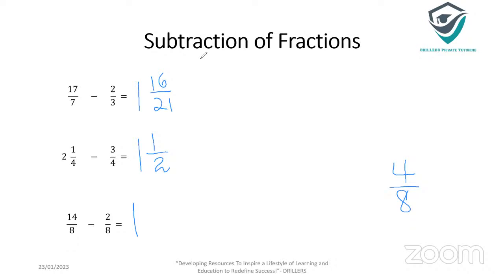So if I divide 4 by 4, I'll get 1. And if I divide 8 by 4, I'll get 2. So 4 over 8 actually totals 1/2. So 14/8 take away 2/8 gives us 1 and 1/2.